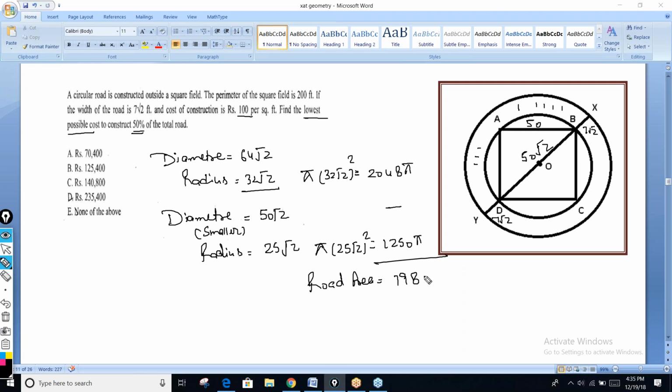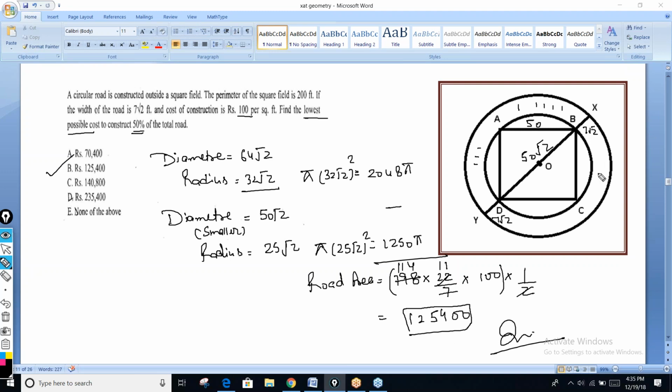The answer is not given in terms of pi, so I'll multiply by 22 by 7. The road costs 100 per square feet, so I'll multiply by 100. But we need the cost of only 50% of the road, so we need to make it half also. If you simplify it, that is 114. 114 into 22, or 114 into 11 you can do directly, comes out to be 125400. That is the total cost, and that is the answer.